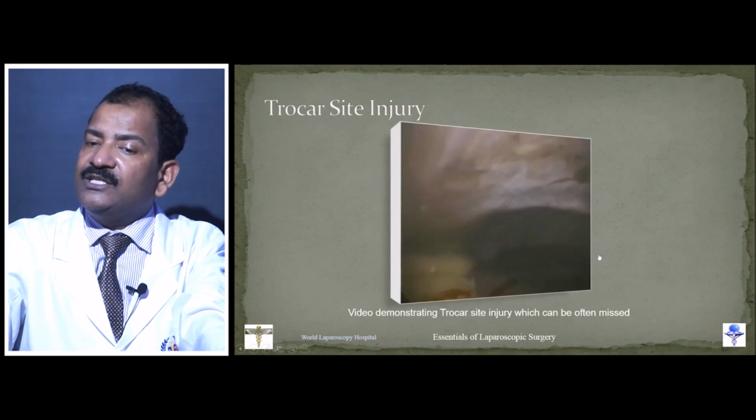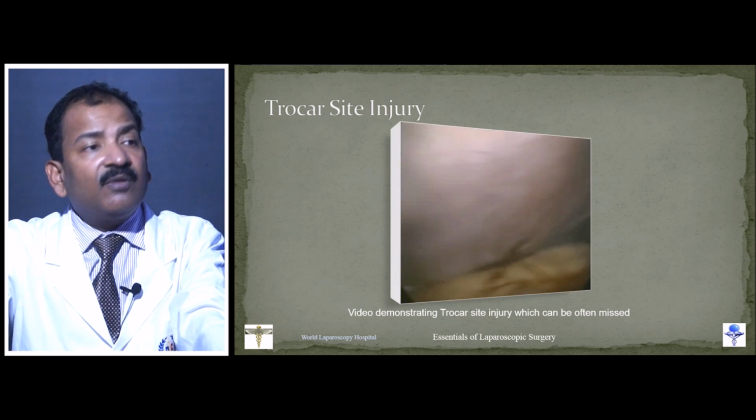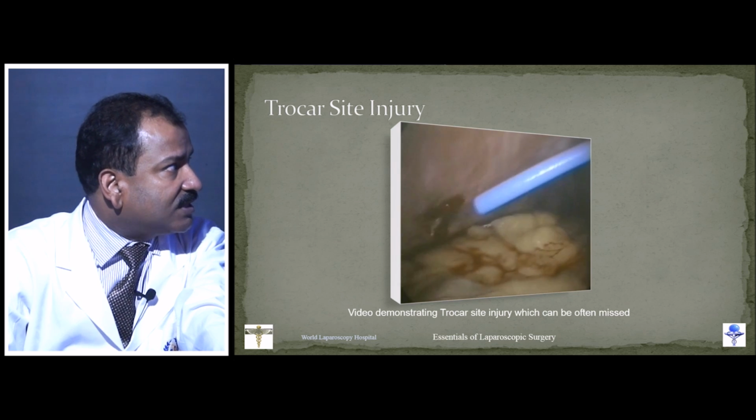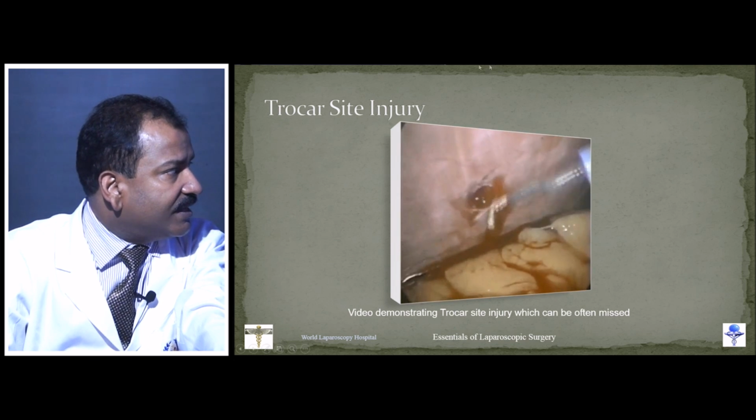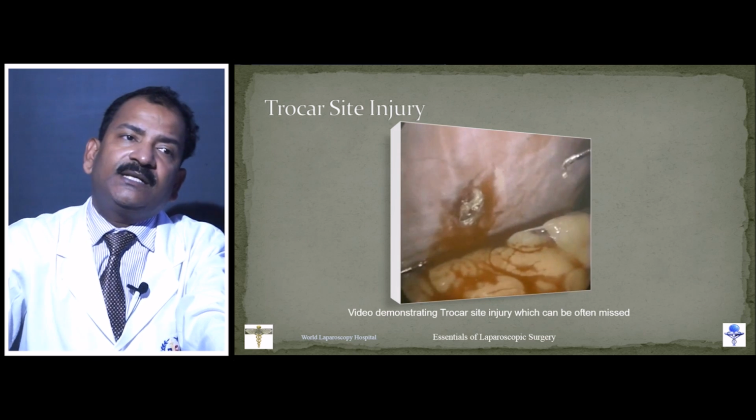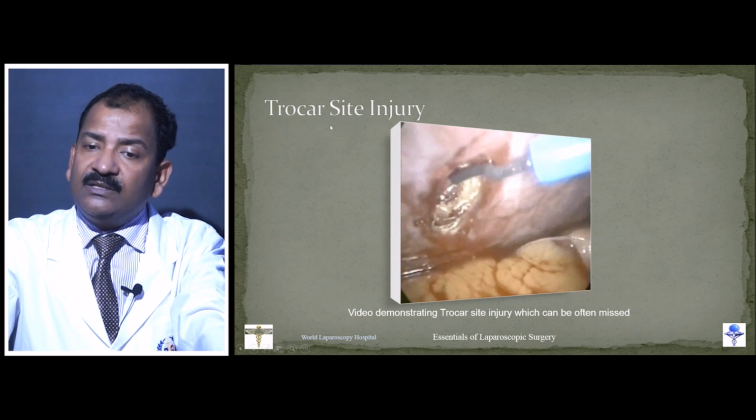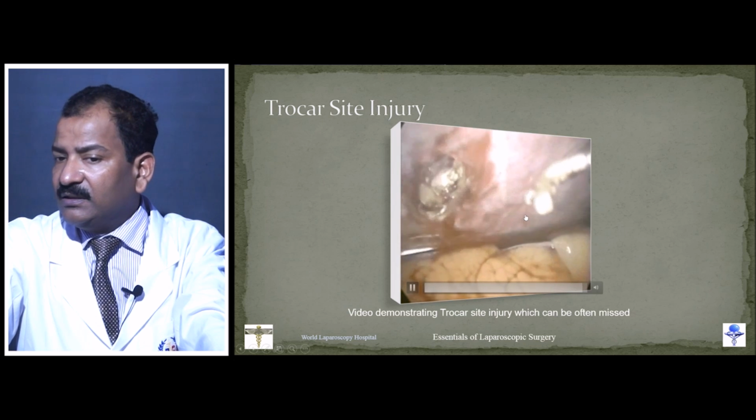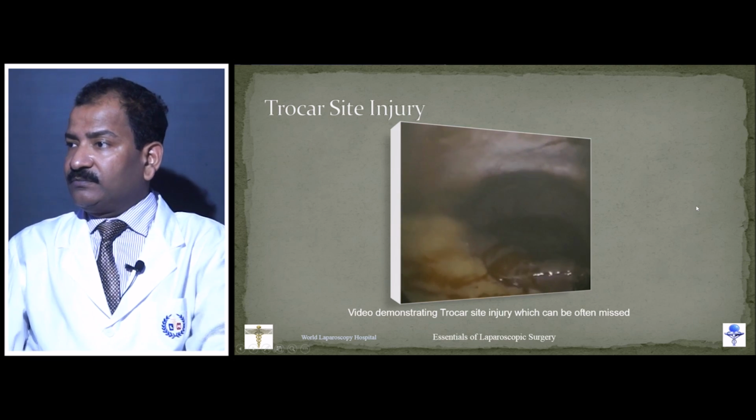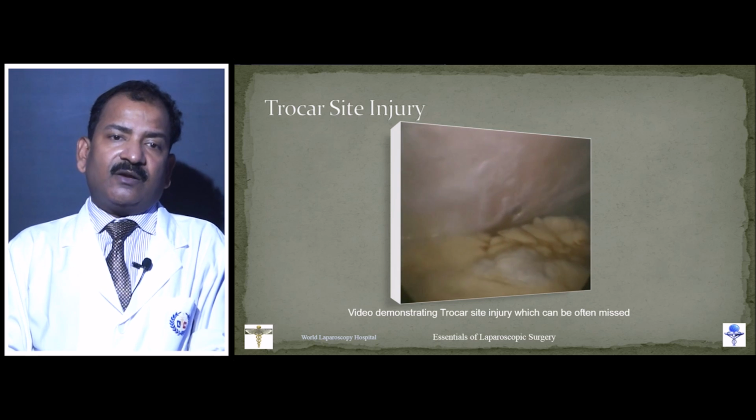Sometimes there is trocar site injury, like here the blood is coming over the liver, and from where is it coming? It is coming from this port site, and here is the bleeding. With the heel of the hook you can try to coagulate, and the bleeding is stopped. But if it is still bleeding, then you can put a suture passer and fix a transfascial suture, and tie the knot subcutaneously.